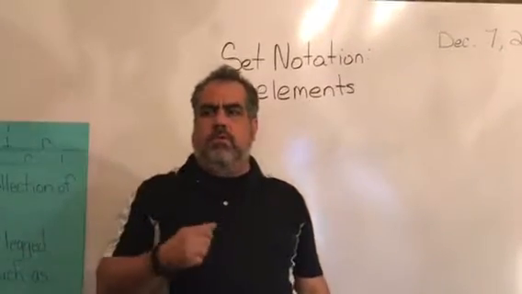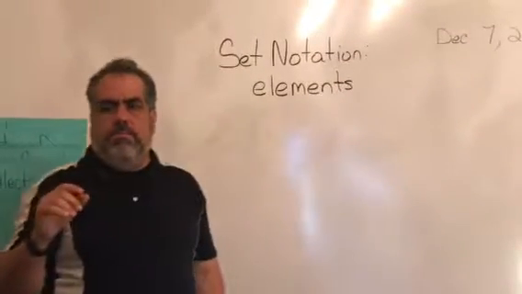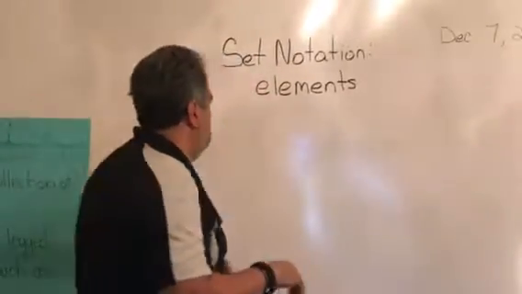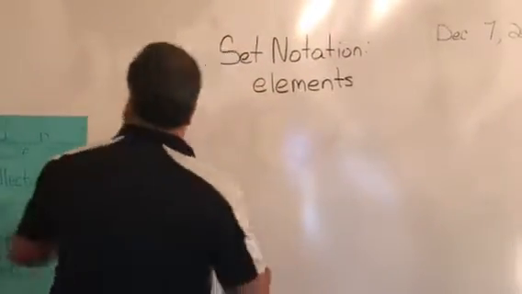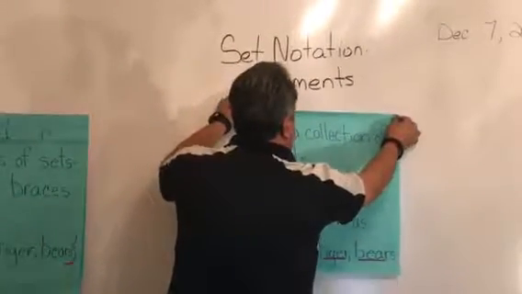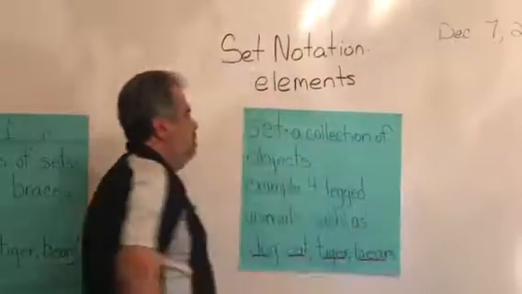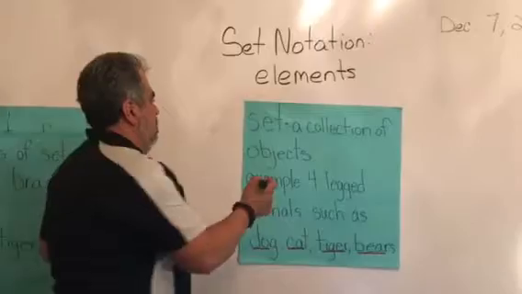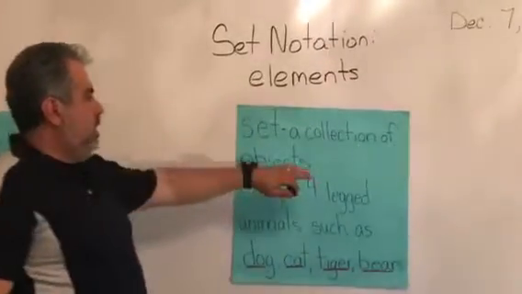So now let's get our math journals, and we're going to go over some vocabulary and symbols that I want you to put in your math journals. So let's get those out. The first one we're going to talk about, and I want you to write in your journal, is a set. A set is a collection of objects.